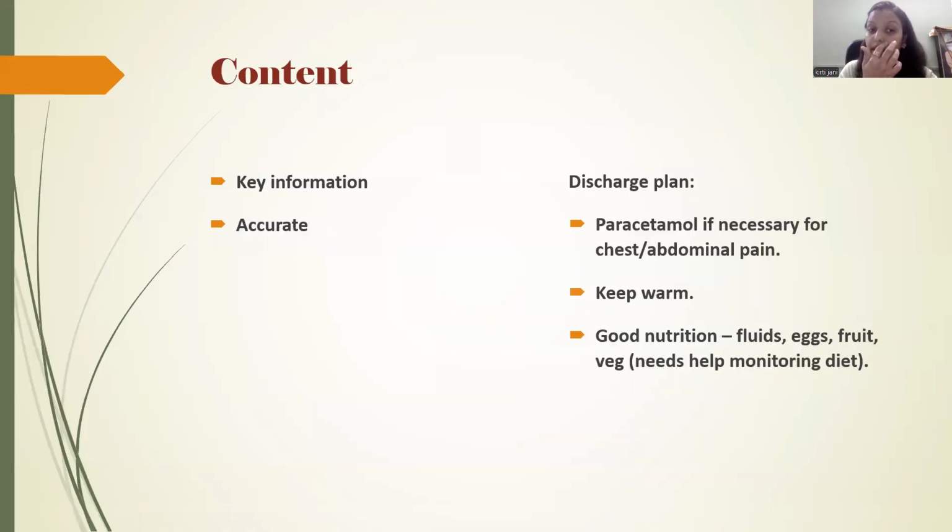Next criterion is content. So content says that all the key features should be included in your letter and it should be accurately represented. Now, what does it mean? What is the meaning of content? If I say that this is a glass of water, what is the content? It should be water or milk or whatever it is, right?